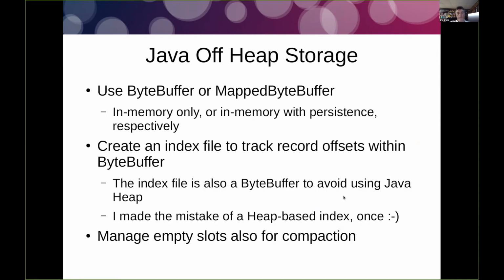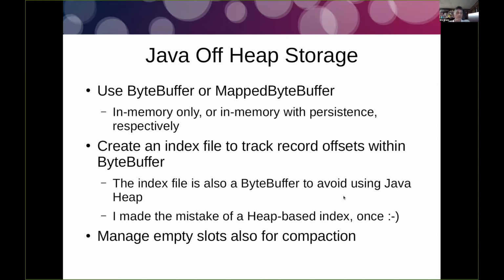So like I said, it uses byte buffer or map byte buffer, depending upon how you create it. And it could be in memory or in memory with persistence. It creates an index file to track the record offsets within the byte buffer. And the index file is itself also a byte buffer, so it doesn't use up heap either. So for every data store you create, you have a byte buffer and it has an associated mapped index byte buffer, and that's it. So you have two Java objects on the heap and that's all.